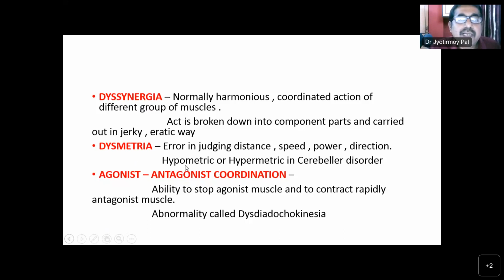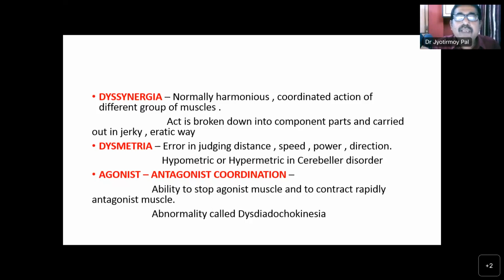Then agonist-antagonist coordination: the ability to stop the agonist muscle and to rapidly contract the antagonist muscle. This is governed by the cerebellum. If I tell you to click the mouse, at a certain time my agonist will stop, and after clicking the antagonist will act and my hand will come out. So this is the coordination. Rapidly, when the agonist stops, immediately the antagonist starts acting.